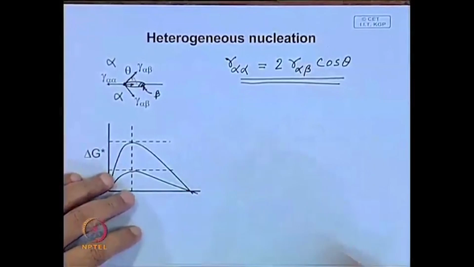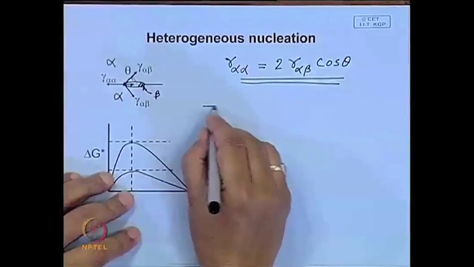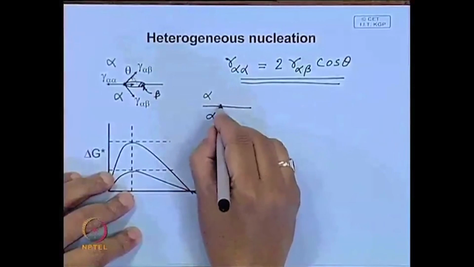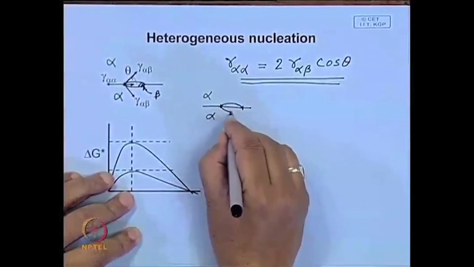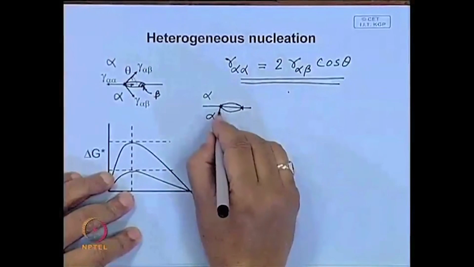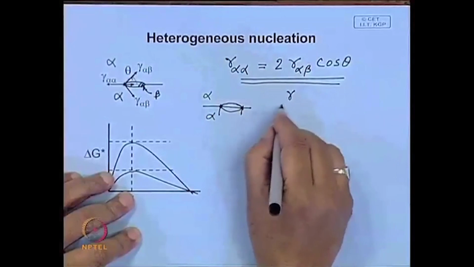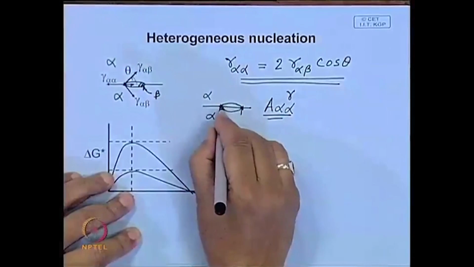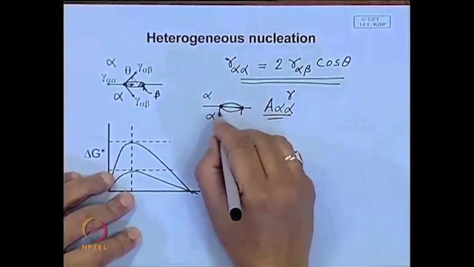And when a new precipitate forms here, what happens? In a grain boundary, you have alpha, this is alpha. Say a precipitate beta forms here. What happens? This amount of alpha-alpha boundary disappears.